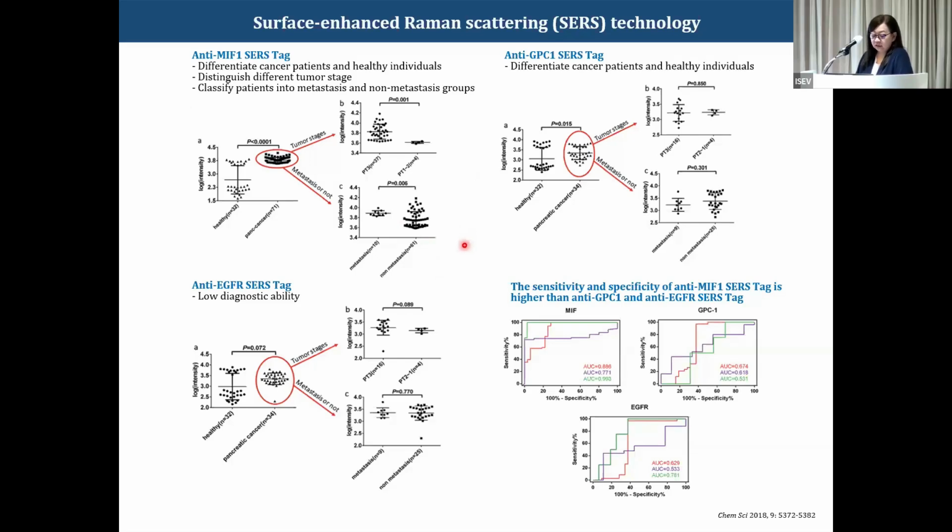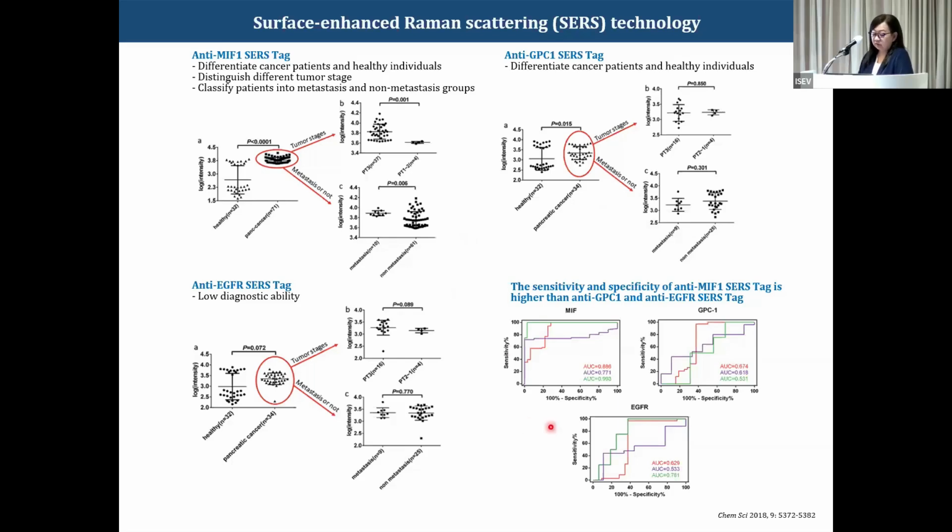And tags conjugated with glypican antibodies were also applied to the same serum samples of cancer patients and healthy controls. Only glypican antibody could distinguish healthy individuals from the pancreatic cancer, and neither tag could differentiate tumor stage nor the metastatic type of the cancer.